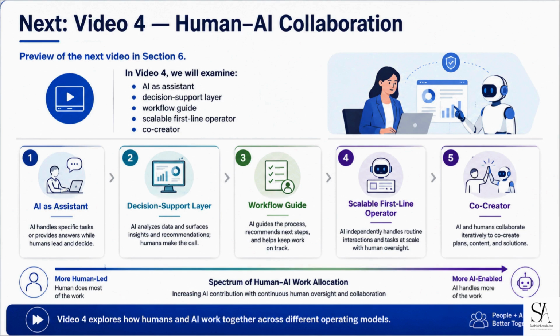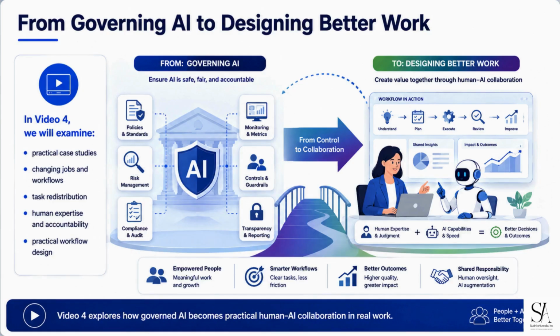In the next video, video 5, we will examine this subject through practical case studies from different industries and professional settings. We will see how organizations are using AI as an assistant, a decision support layer, a workflow guide, a scalable first-line operator, and a co-creator. We will also examine how these arrangements change jobs and professional workflows. The question will not simply be whether AI replaces people, it will be how tasks are redistributed, how human expertise changes, and how organizations can preserve judgment and accountability while gaining the speed and scale that AI can provide.